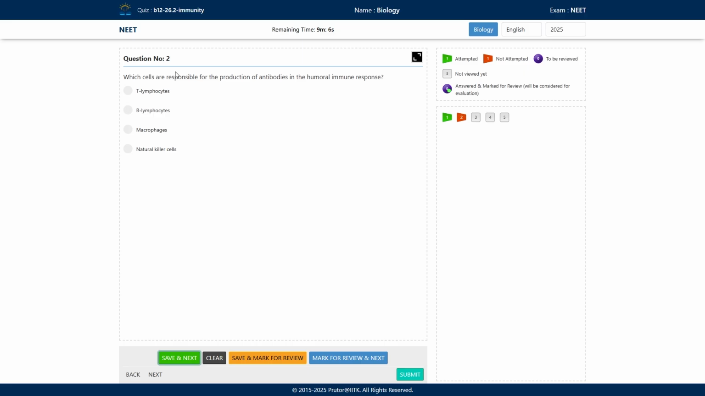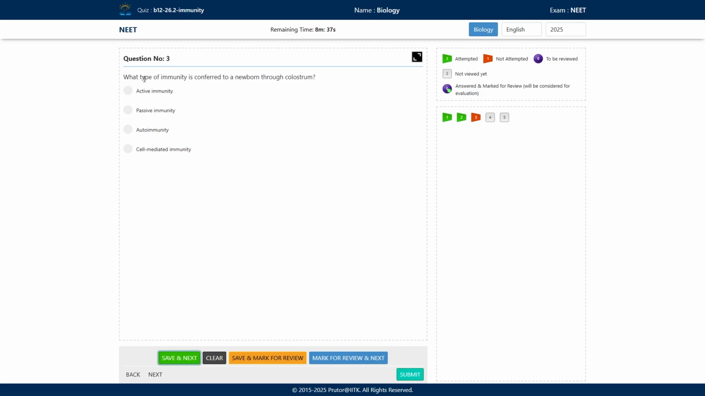The next question: which cells are responsible for the production of antibodies in the humoral immune response? The options are T lymphocyte, B lymphocyte, macrophages, and natural killer cells. What is the correct answer? Option B, B lymphocyte, is the correct answer. B lymphocytes produce antibodies and these antibodies are present in the blood plasma.